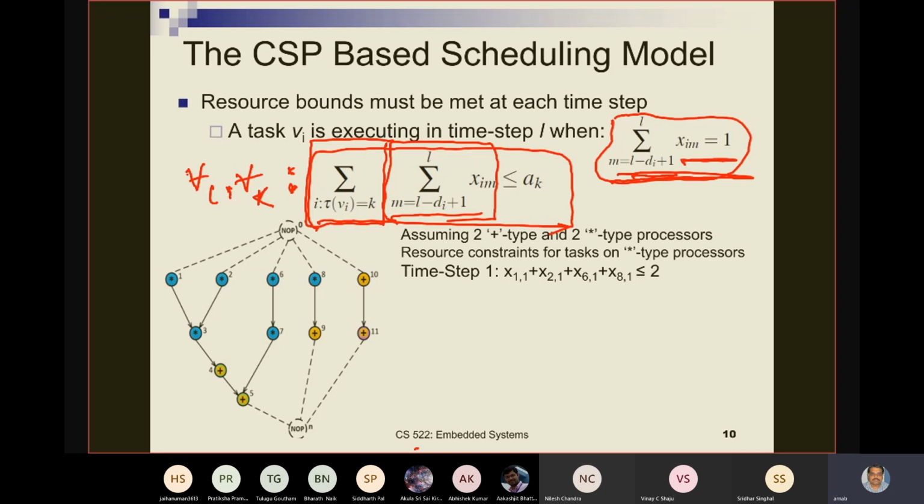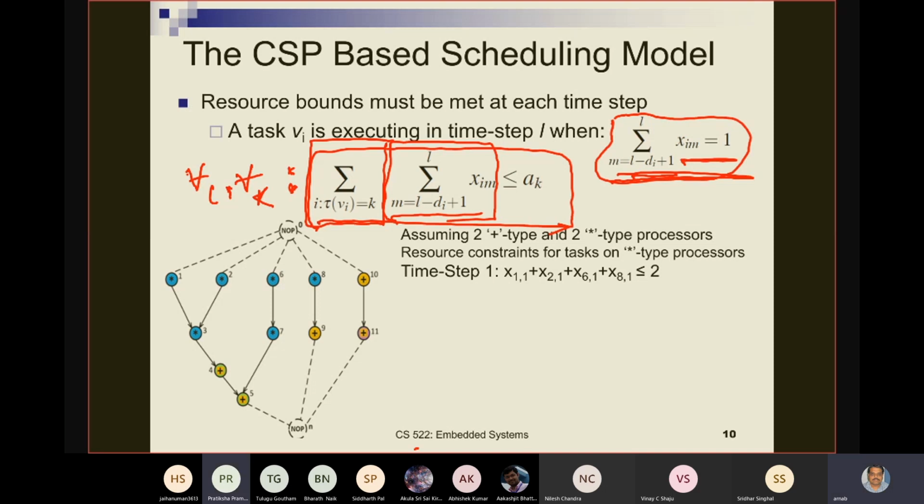That is why it is saying that x11 plus x21 plus x61 plus x81. Why is this 1? Because x11 means task 1 at time step 1, task 2 at time step 1. At time step 1 you have 4 possible tasks which can execute on start type processor, and that has to be limited by 2, at most 2. Have you understood this point?